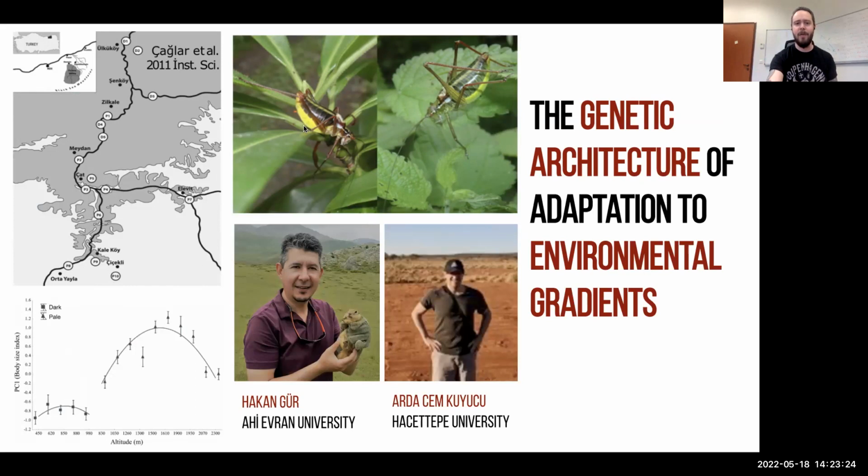And we see color variation, body size variation. There's lots of variation. So what we want to do is understand the genetic architecture, whether it's phenotypic plasticity or adaptive genetic variation that enables this organism to switch or continuously survive within this environmental gradient. We're doing this work together with Hakan Gür from Ahiran University and Arda Cem from Hacettepe University. And this project is just newly funded. We do have place for one PhD student in this project. But again, those who are interested can always apply.